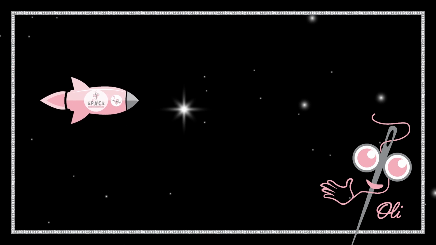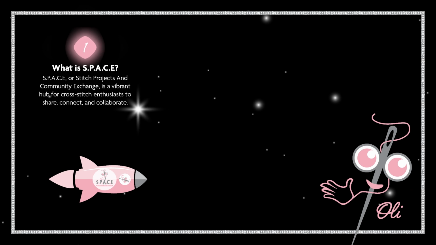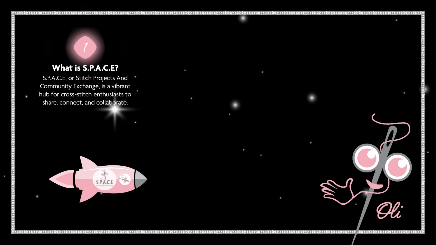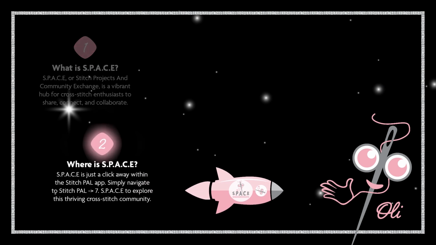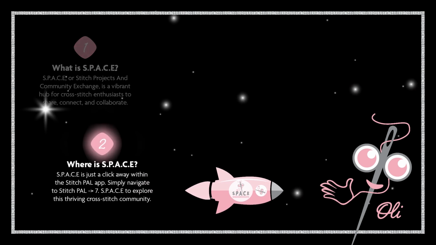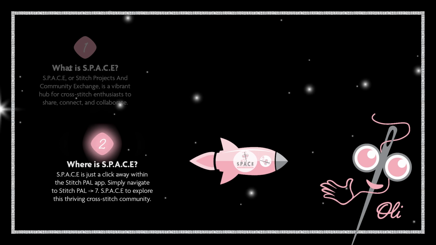What is S.P.A.C.E? S.P.A.C.E, or Stitch Projects and Community Exchange, is a vibrant hub for cross-stitch enthusiasts to share, connect and collaborate. Where is S.P.A.C.E? S.P.A.C.E is just a click away within the STENCIL app. Simply navigate to STENCIL, then S.P.A.C.E to explore this thriving cross-stitch community.